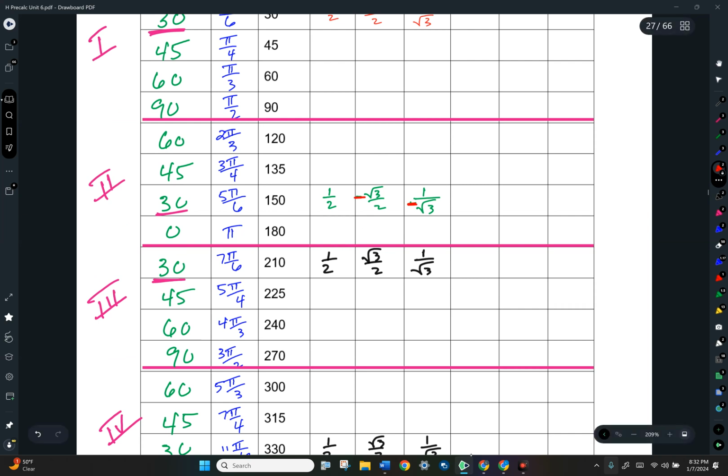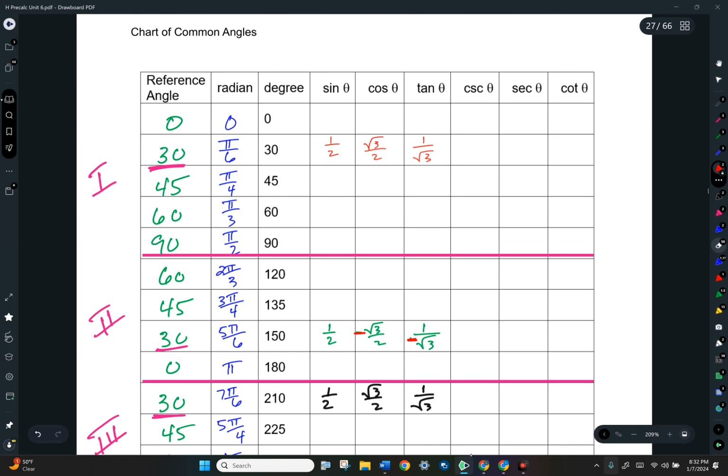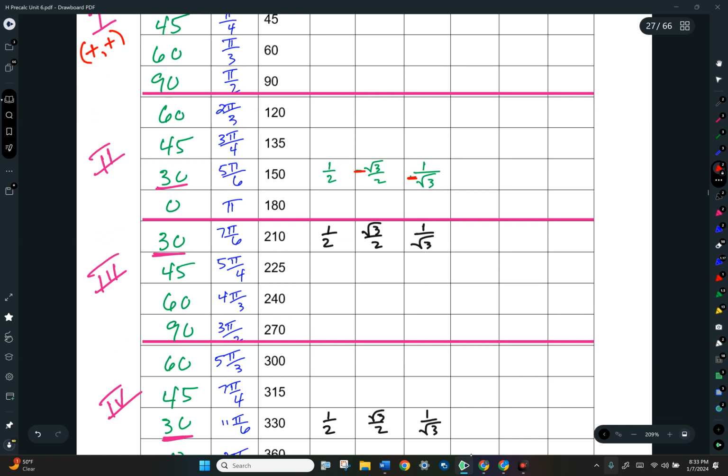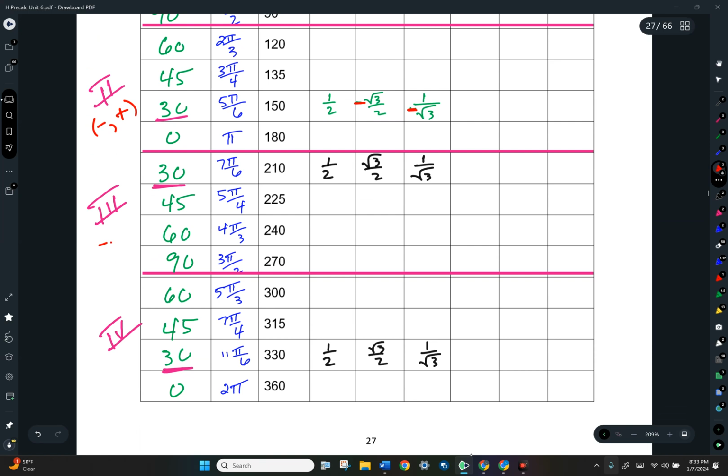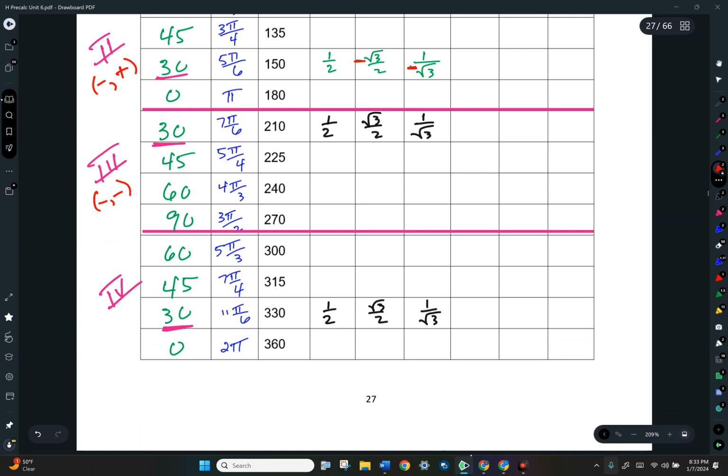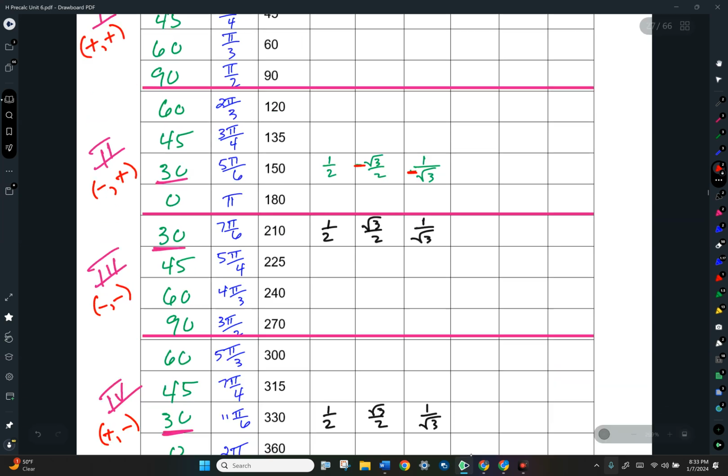So let's think about this. In the first quadrant, both the x and the y are positive, right? Any ordered pair with x and y positive. In the second quadrant, the x is going to be negative and the y is going to be positive. In the third quadrant, both x and y are negative. And in the fourth quadrant, the x is positive, but the y is negative. So why is that significant?